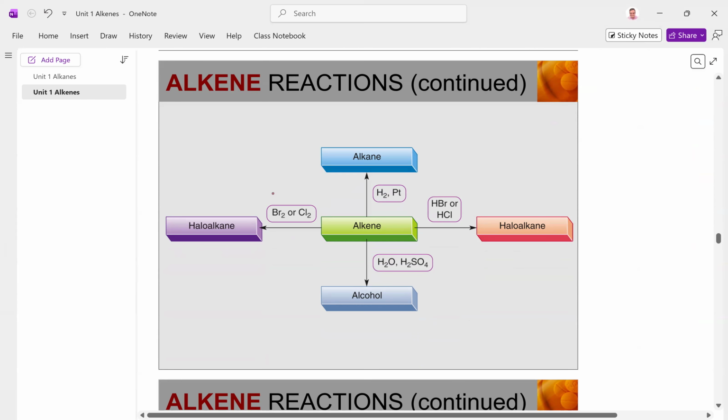You can also add hydrogen gas across it as well. But this is the one that's going to be a mix. This is going to be a mix. And this is no mix. No mix.